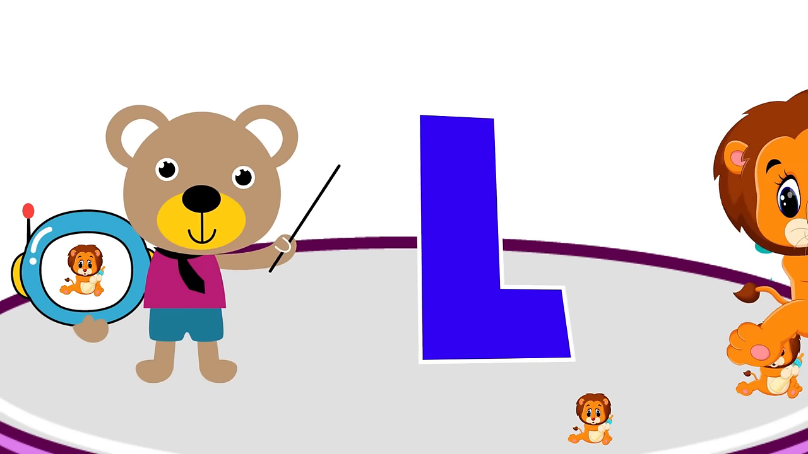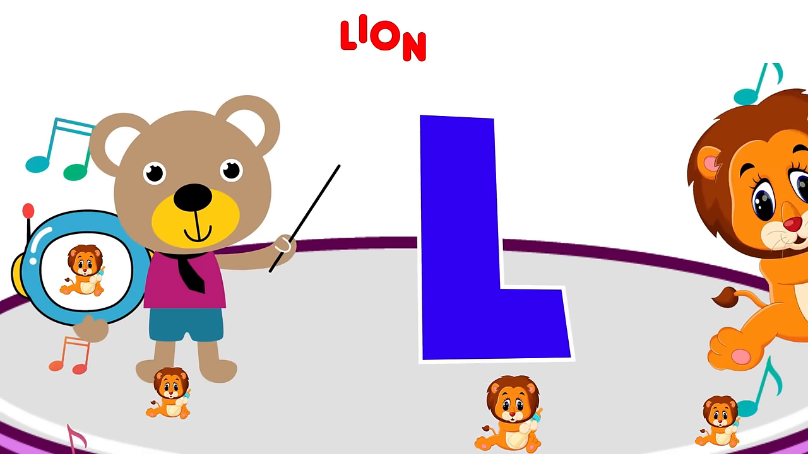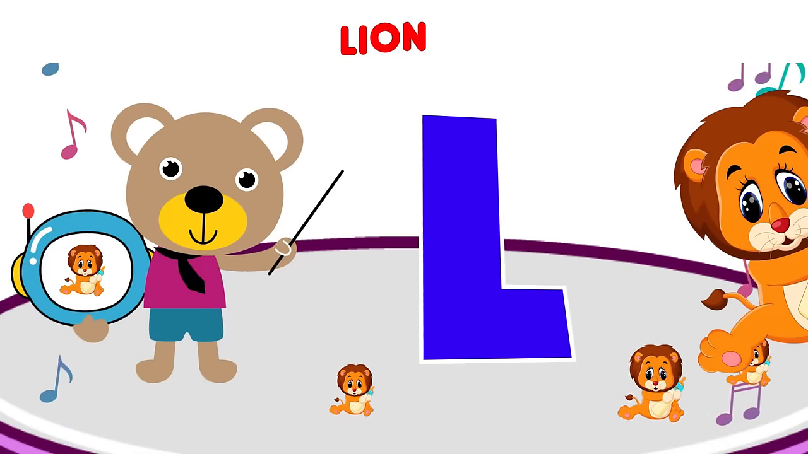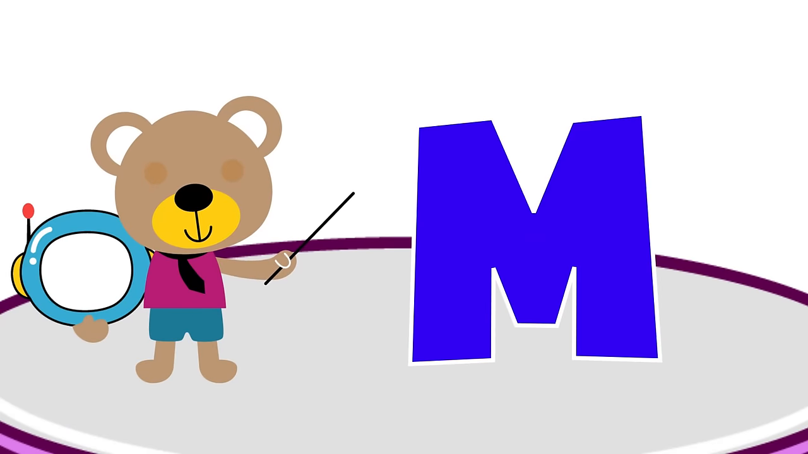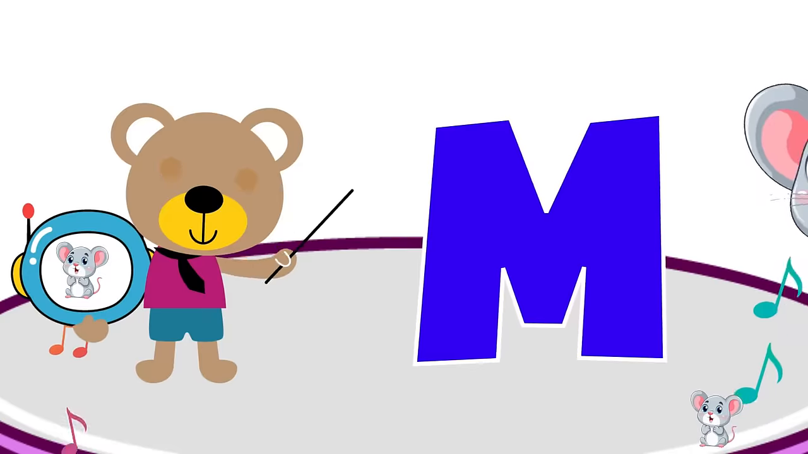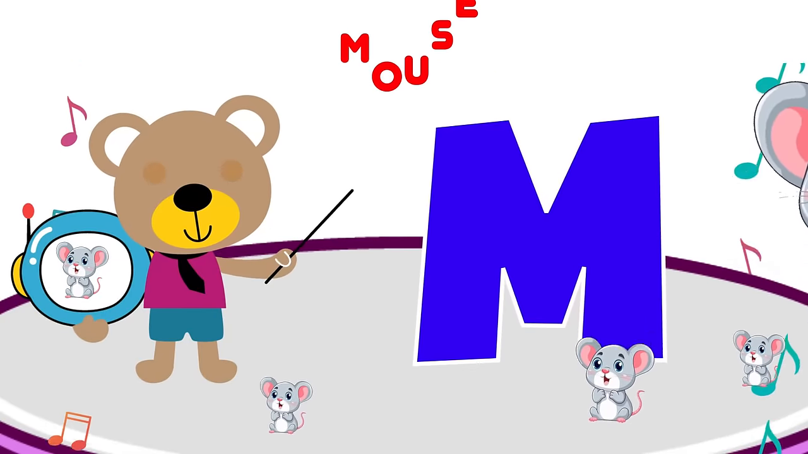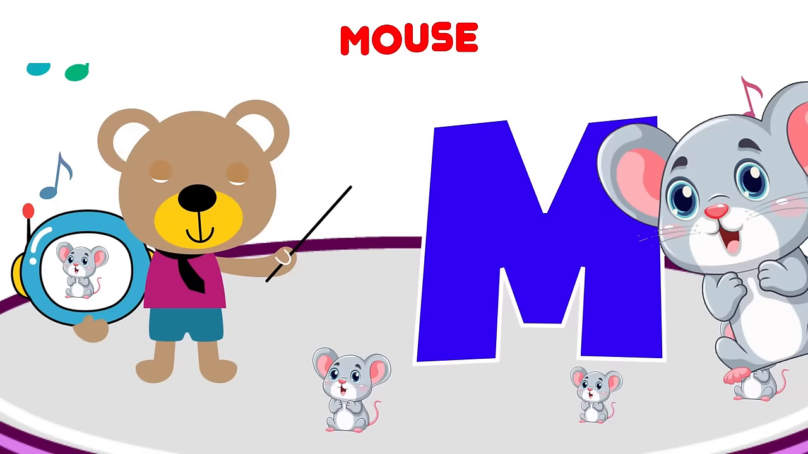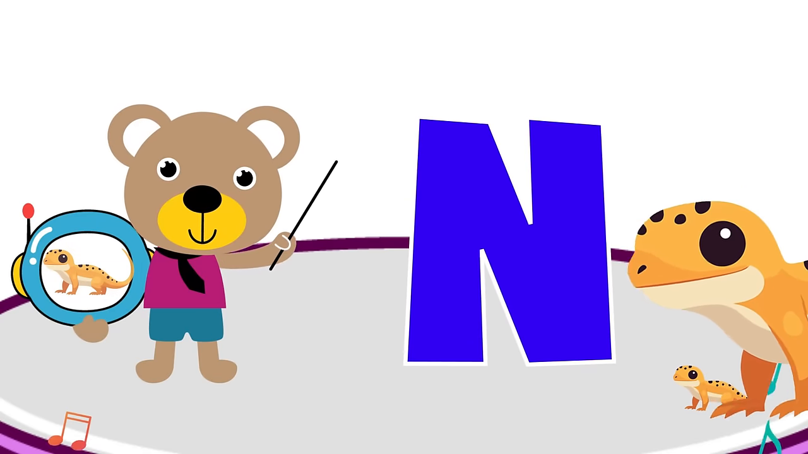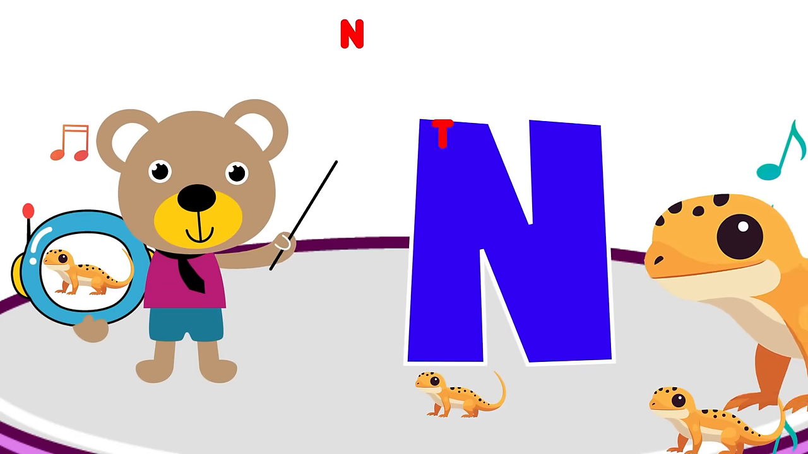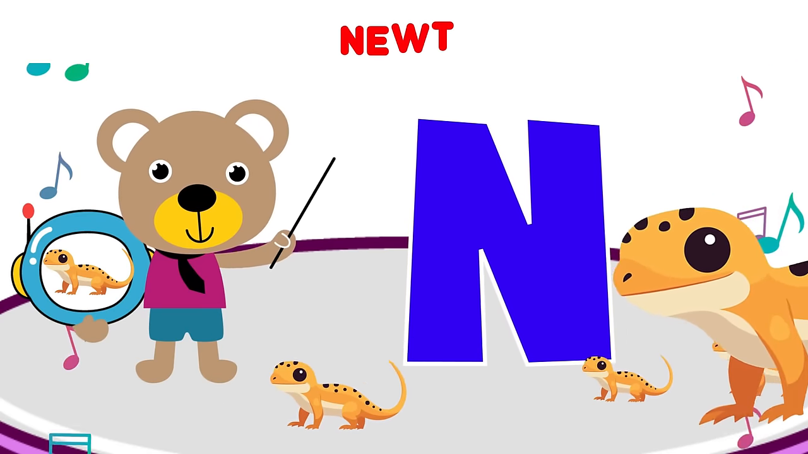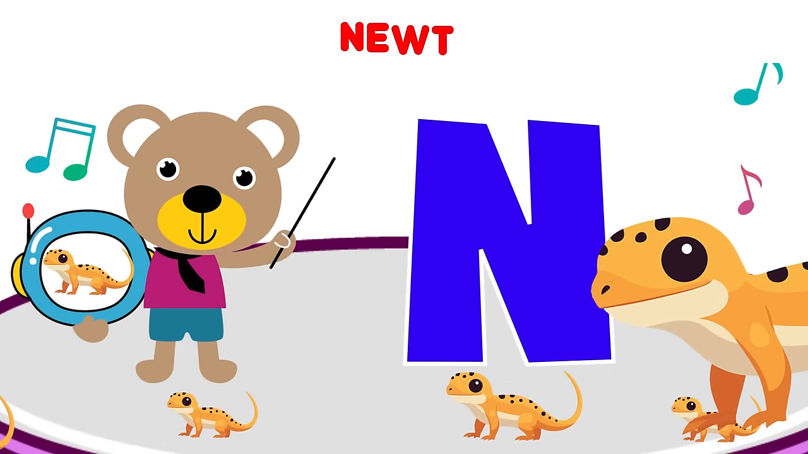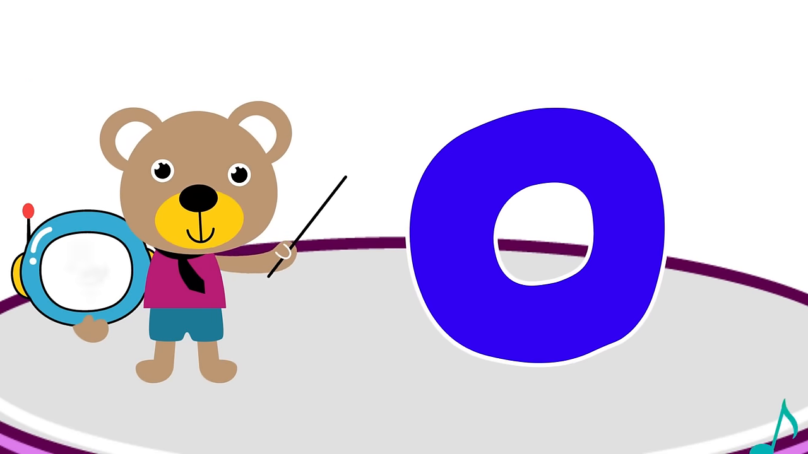L, l, lion. L, lion. M is for mouse. M, m, mouse. M, mouse. N is for newt. N, n, newt. N, newt. O is for ostrich.